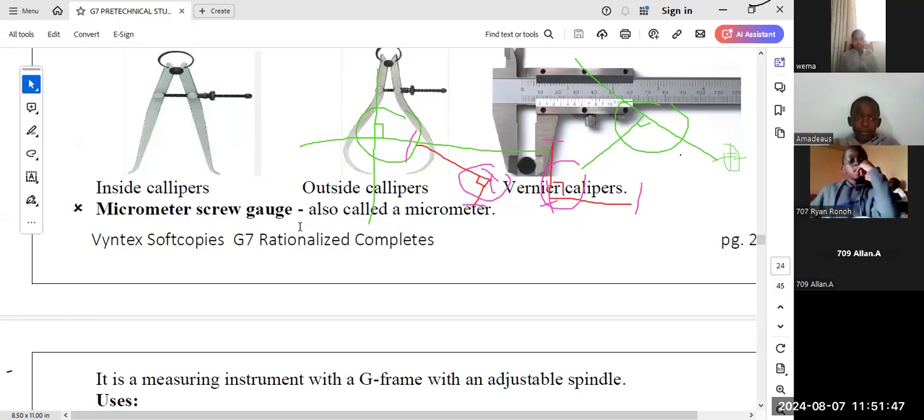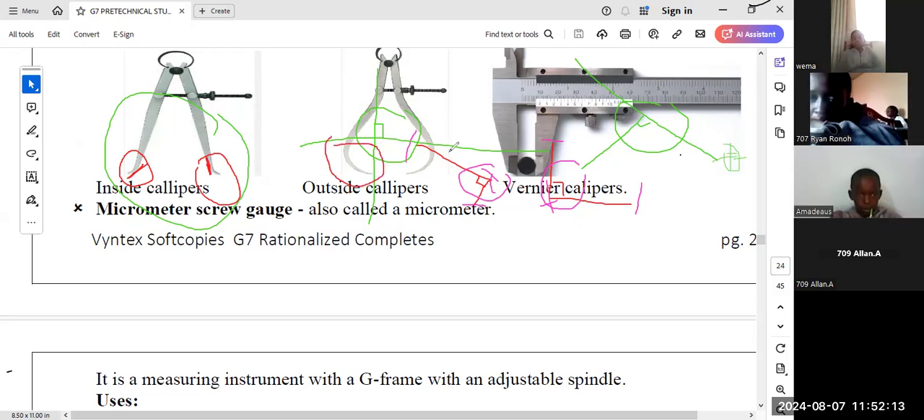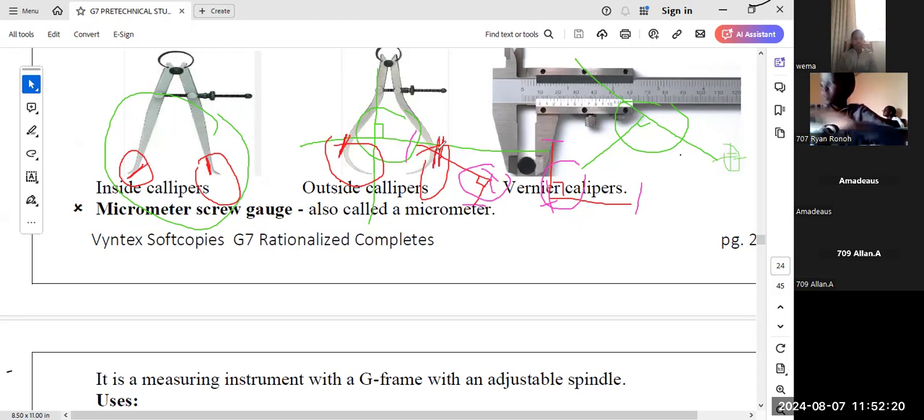Let me just annotate. You see here, this area. This jaw and this one is folding on the inside, here, inside caliper. Now, the outside caliper, you see here, this leg and this leg, it is folding to the outside here, to the outside here. So that's why we are calling it the outside caliper.